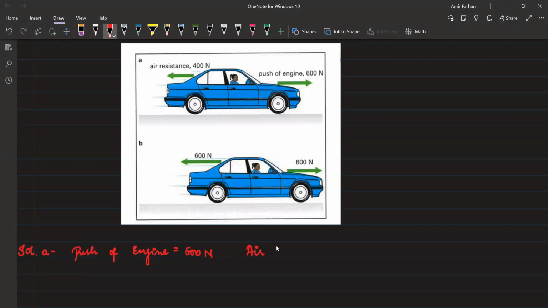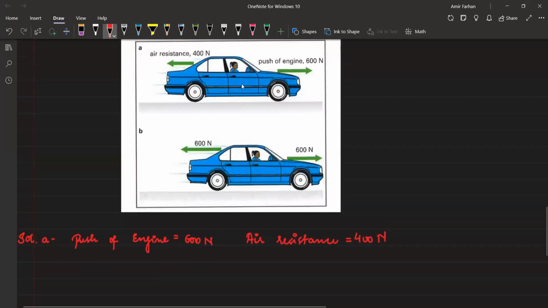Next is air resistance. Air resistance is opposing the motion of this car. So it is producing a force. It's saying, I will not allow you to move in the forward direction. So in that case, the air resistance is producing 400 Newton of force here. Both the forces are in opposite directions. So will the moving body slow down, or will it speed up? It will slow down.